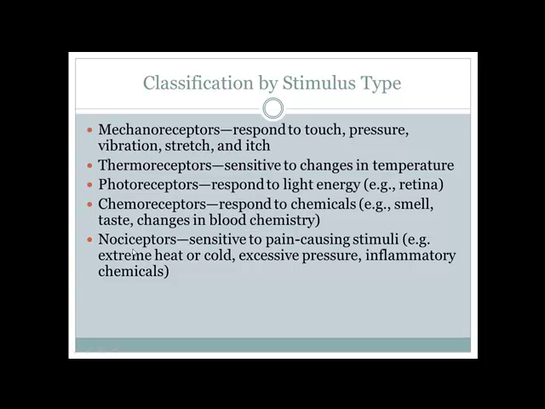And the last one is nociceptors. These ones will sense damage, and if damage is occurring, your body perceives that as pain. So these guys can respond to extreme heat or cold or pressure or inflammation type stuff.